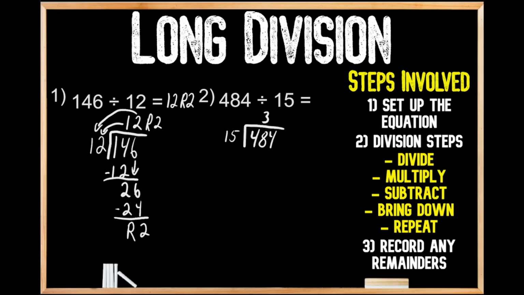And we're going to move on to our next division step, which is to multiply. And when we multiply 3 times 15, we get 45. So we're going to write 45 down below and move on to the next division step, which is to subtract. And when we subtract 45 from 48, we're left with 3.